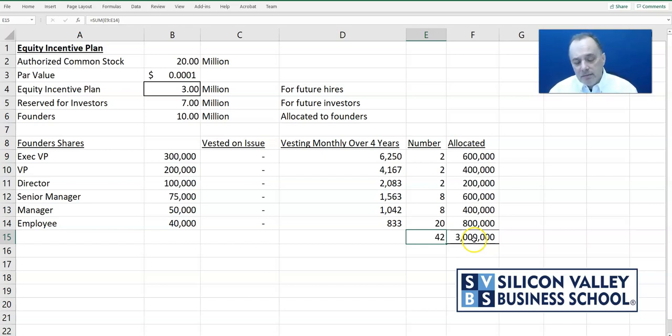So that's it. That's the way that Silicon Valley companies are structured. Delaware C corporations, this is how the shares are allocated. And obviously there's some discretion as to how they can be customized for different situations depending on how many founders there are and so on. But this is essentially how it works.